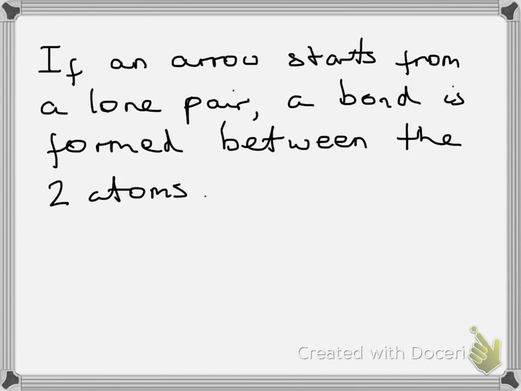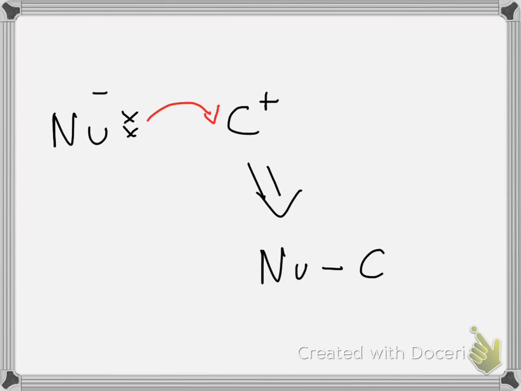Now, if an arrow starts from a lone pair, a bond is formed between the two atoms. If we look at this example, the nucleophile Nu-, the arrow is starting from that lone pair, it is going towards the C+. What that will mean is there will be a bond which will form between the Nu and the carbon.